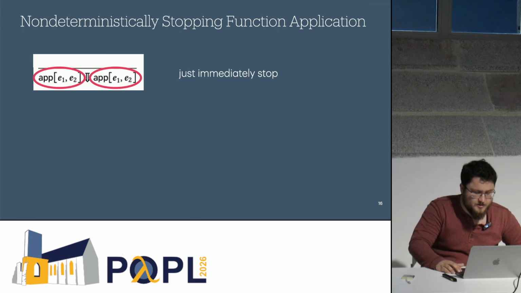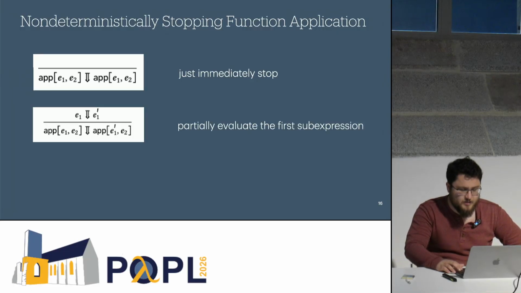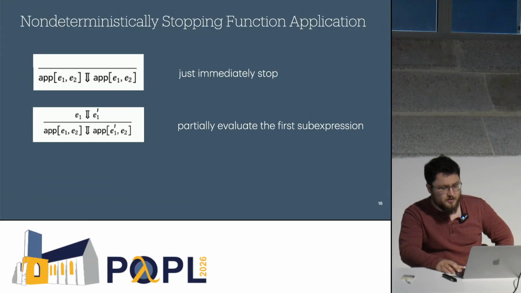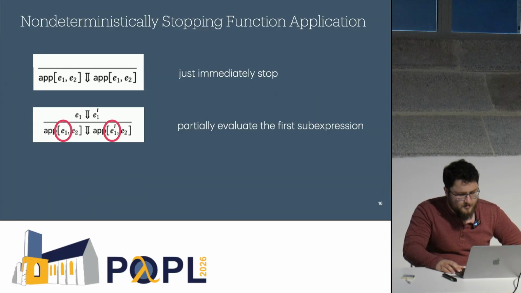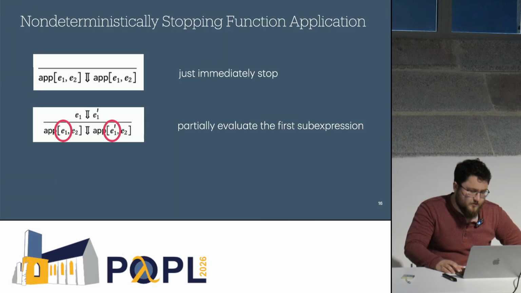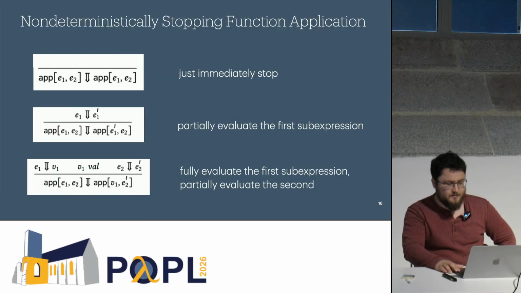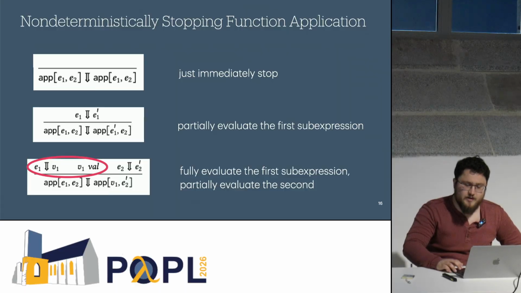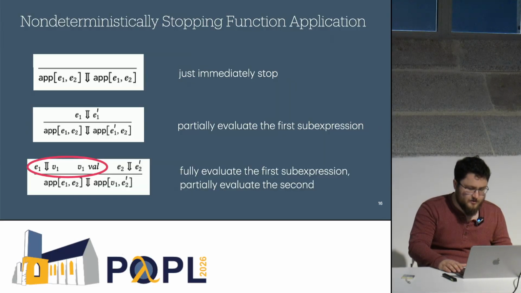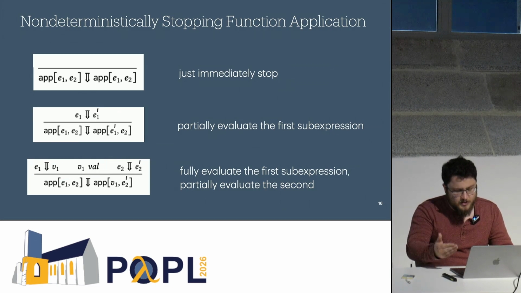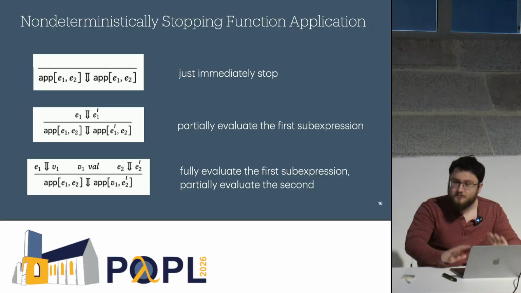The second instantiation is that we can begin to partially evaluate the first sub-expression, here the function E1. And you can see how that partial evaluation E1 prime takes the place of E1 on the right. This kind of behavior is why we no longer need separate congruence rules. And finally, we have the ability to partially evaluate the second sub-expression, but only after fully evaluating the first. This ensures that we maintain the order of operations that the language demands. So these are the ways that an application can non-deterministically halt, but do note that an application could also just evaluate as normal. It's all non-deterministic.